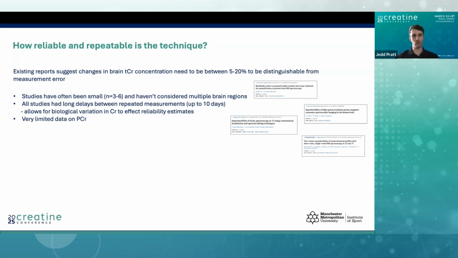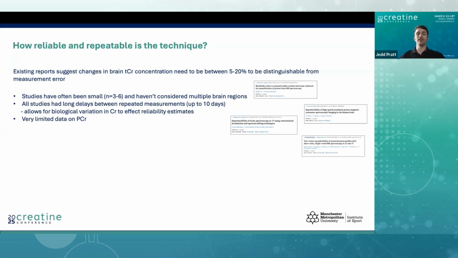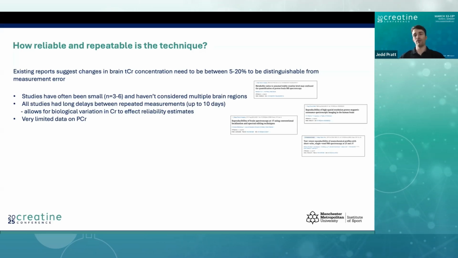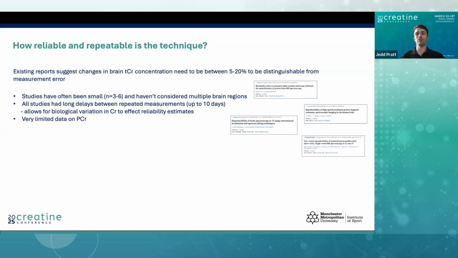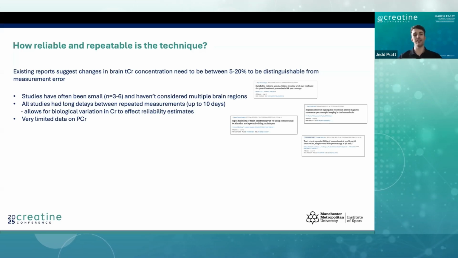Now, this is a problem because when you're trying to really pinpoint the error band of an actual technique, you need to really try and mitigate any sort of other factors that might be affecting the reliability estimates. And so if you have a delay of 10 days, there's a lot of potential there for actual biological variation to occur in creatine and for other factors to affect the quantification. So you really need to have a very quick turnaround, I suppose, between your repeated measurements to try and actually establish what the measurement error of the technique is.